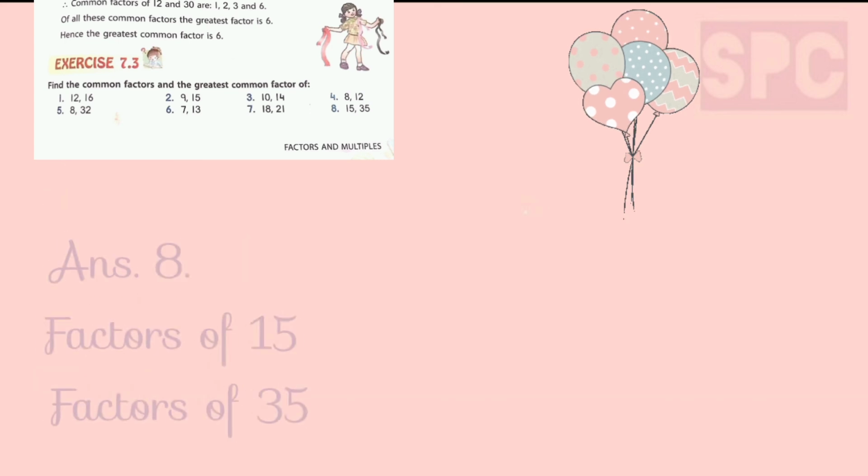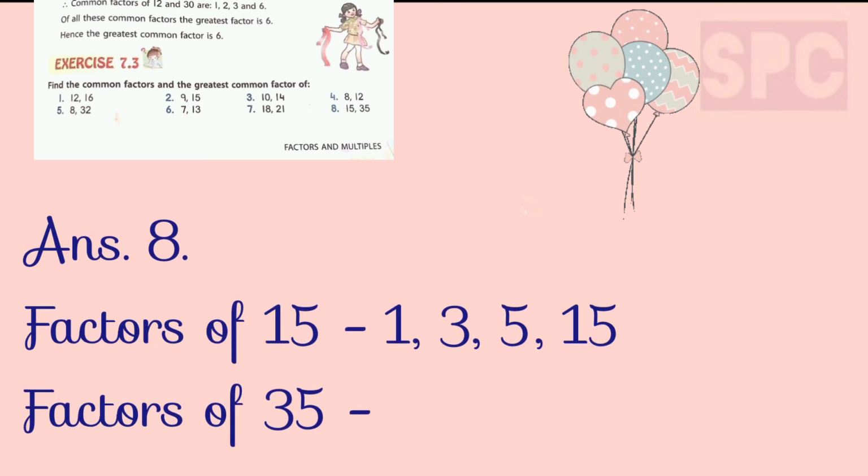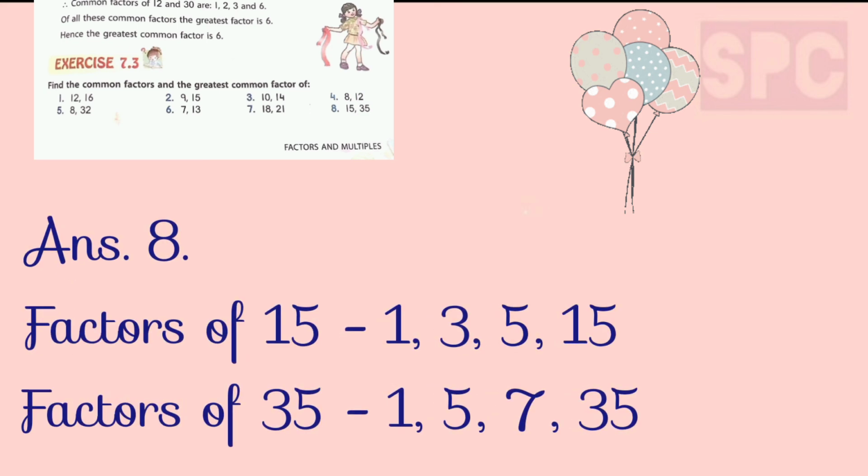Now question number 8, 15 and 35. Let's write all the factors of 15 and 35. Now first we will write the factors of 15. 1 15s are 15, so 1 and 15. 3 5s are 15, so 3 and 5 will also be the factors of 15. Now for 35, 1 35s are 35, so 1 and 35. 5 7s are 35, so 5 and 7 will also be the factors of 35.